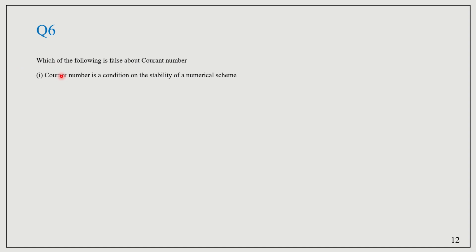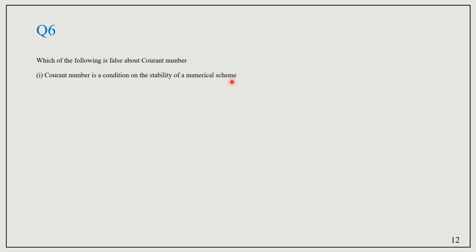So first one, it is Courant number is a condition on the stability of a numerical scheme. So is this statement true? Yeah, Courant number is a condition on the stability of a numerical scheme. This statement is true because what it is stating is some stability criteria. Like if v into delta t by delta x is less than something, it means that a system is stable. Mostly when we are dealing with pipe flow or water alone, we will be giving that Courant number should be less than 1.